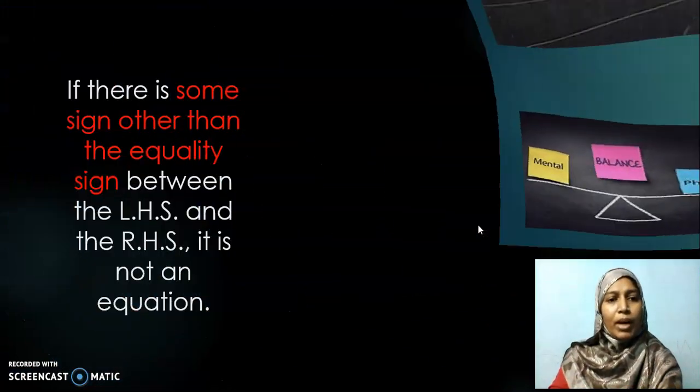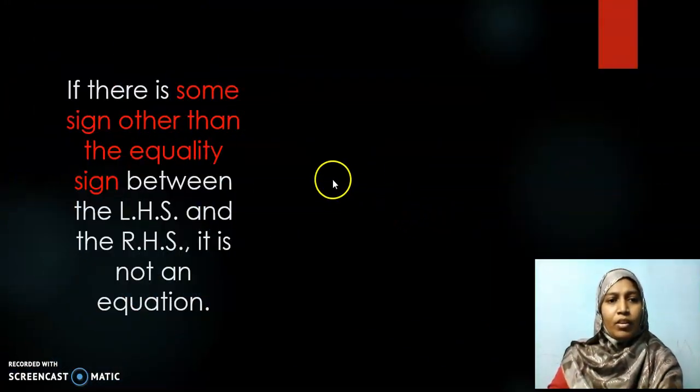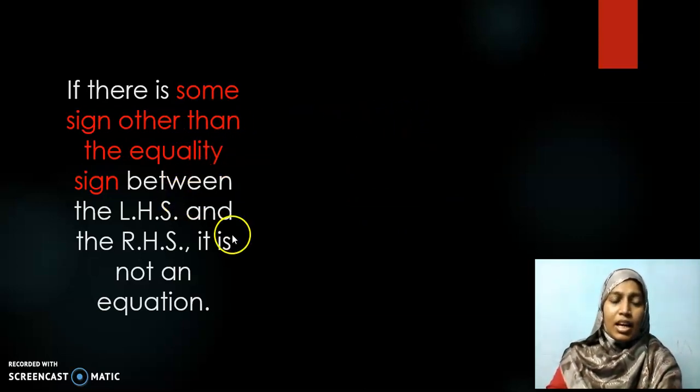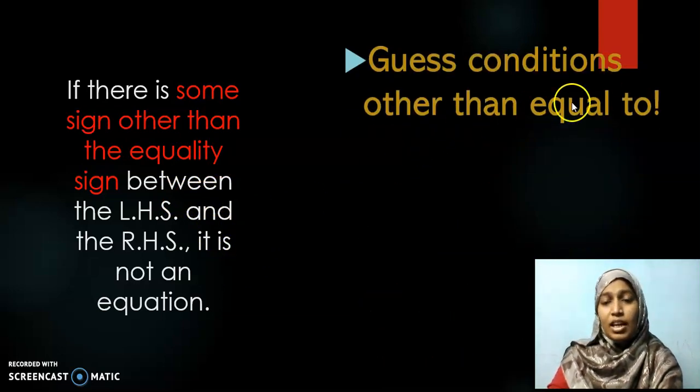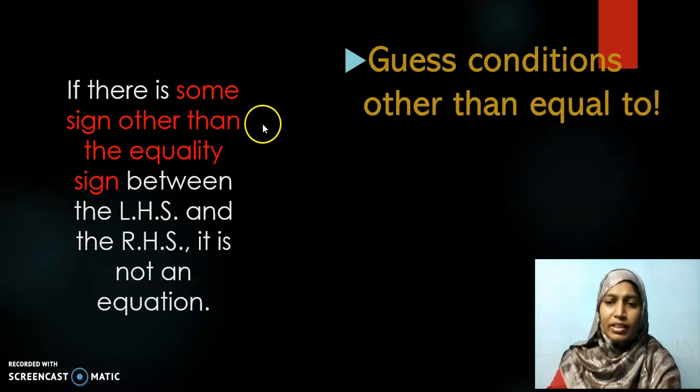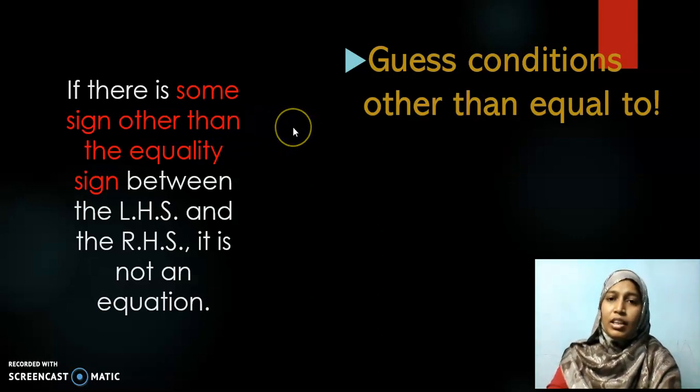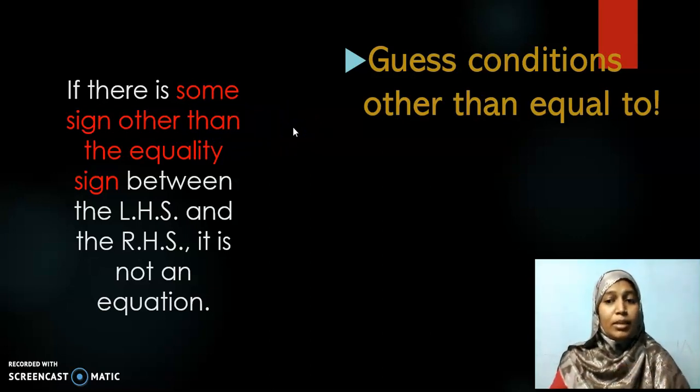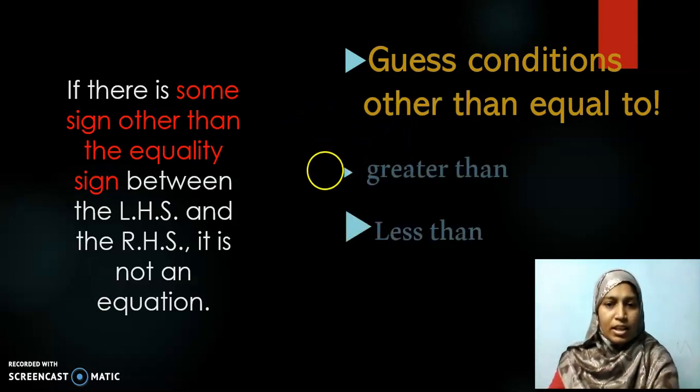Whenever we buy things, conditions apply. If there is some sign other than equality between this LHS and RHS, it is not an equation. Guess the conditions other than equal to, my dear children. Do we have any other conditions other than equality in maths? Come on, think over it. Any other symbols other than equality? Surely you would have got it. It is greater than or less than.